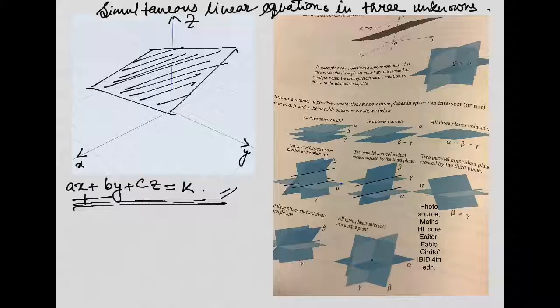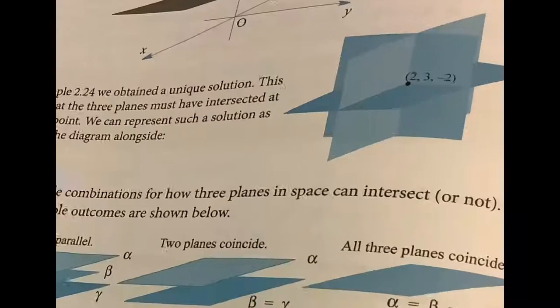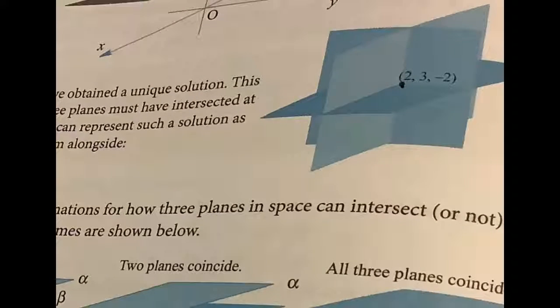This is a photo I have taken from the IBDP Publishers book, 4th edition. Editor is Fabio Citrio. It says that when these 3 2-dimensional planes interact in a single point, we say that the 3 equations have a unique solution. They are all perpendicular to each other and meet in a single point. Then we will find that x equals 2, y equals 3, z equals -2, this kind of solution.